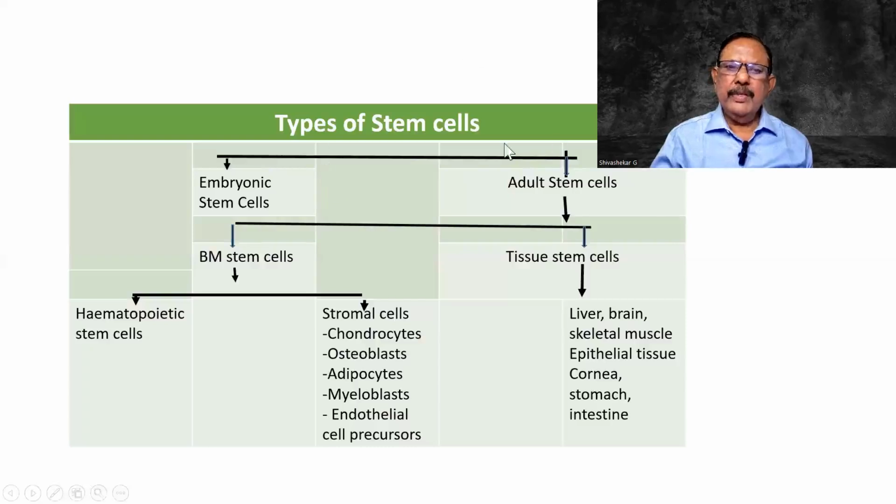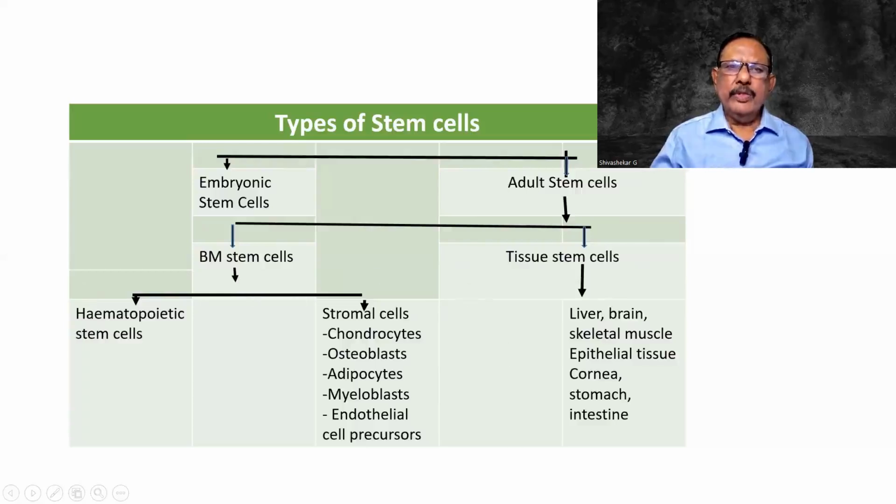The types of stem cells, these you people shall and will remember and draw. It can be embryonic stem cells or adult stem cells. And the adult stem cells themselves are being divided into the bone marrow stem cells and the tissue stem cells. So you find that there is a plethora of organs which can be having these stem cells. The list is given over here, including the brain, surprisingly. And in the bone marrow, you find that there can be the hematopoietic stem cells as well as others.